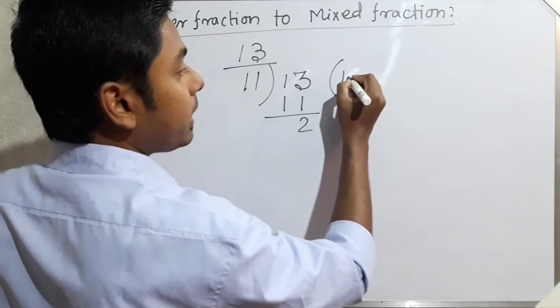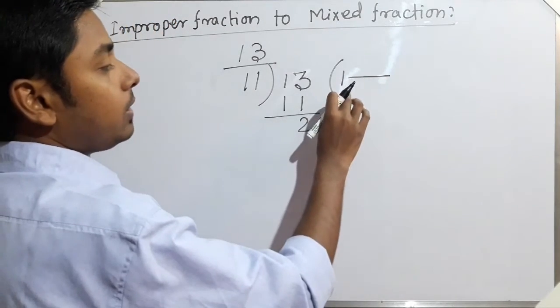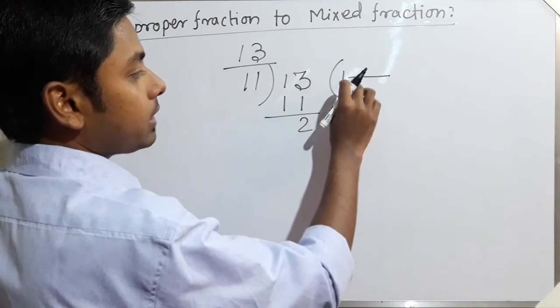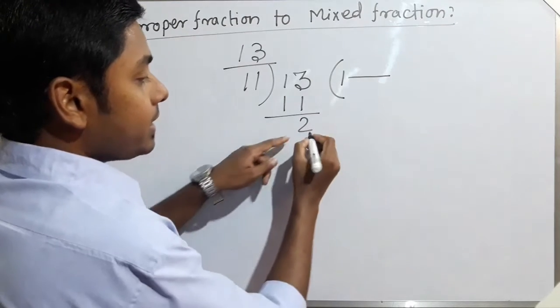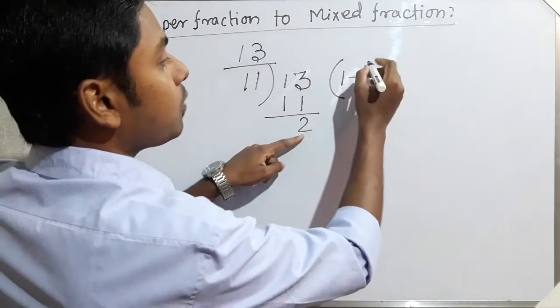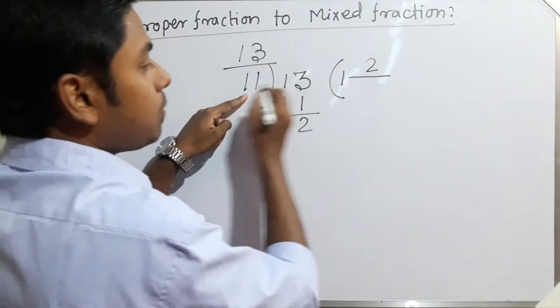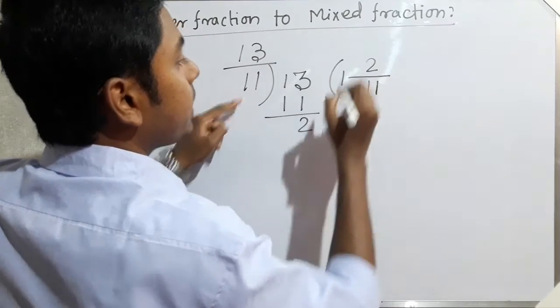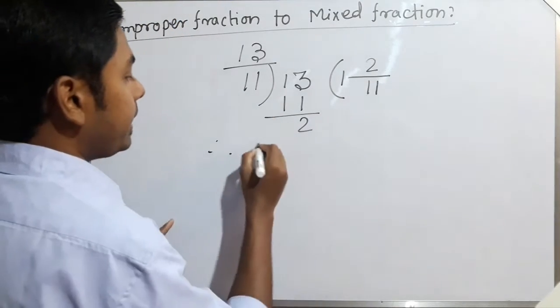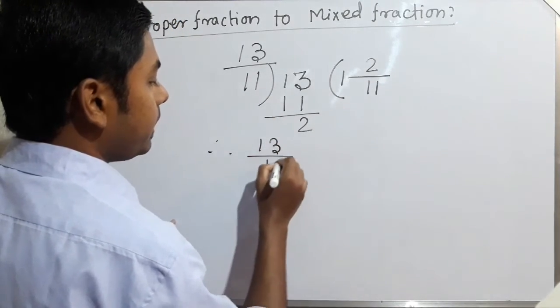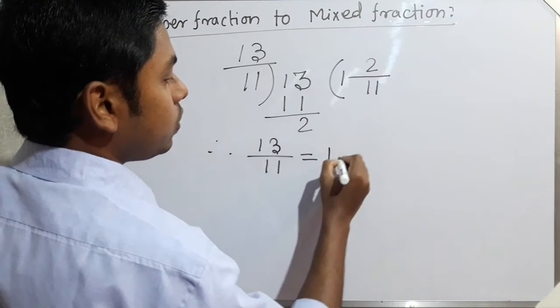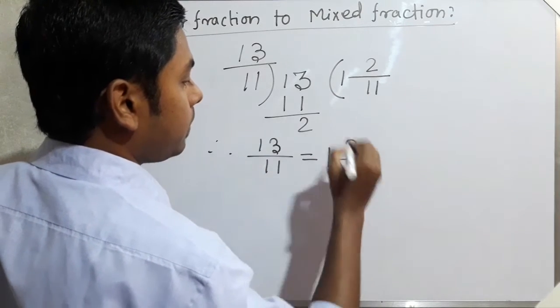Now you have to take a line here at the quotient. You have to take a line at the middle position of the quotient. Then this remainder you have to take as numerator, and this divisor you have to take as denominator, and you can write it: 13 by 11 is equal to 1 and 2 upon 11.